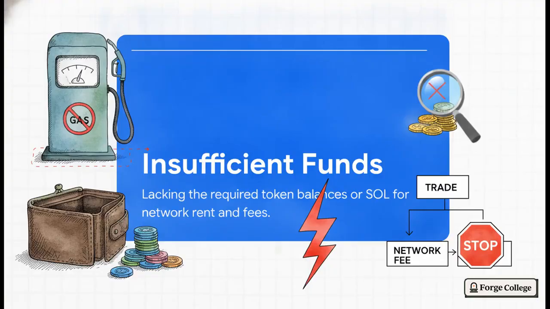And the third major culprit is insufficient funds. I mean, this one is exactly what it sounds like. It's trying to pay for that expensive gas with a completely empty wallet. You might actually have the exact token amount needed for the swap, but if you lack the required SOL for the network rent and the transaction fees, the whole operation comes to a screeching halt before it even begins.